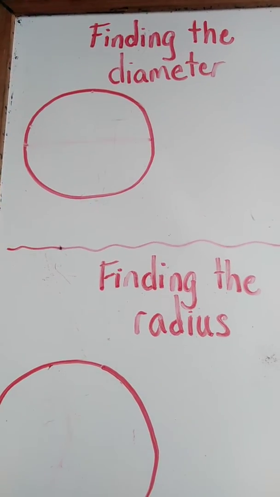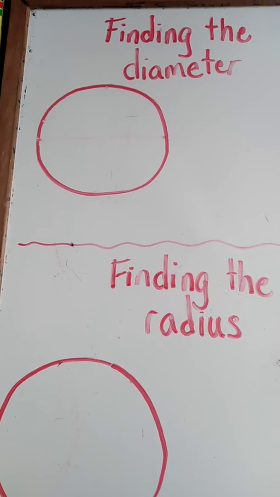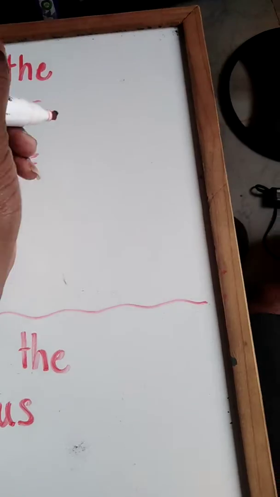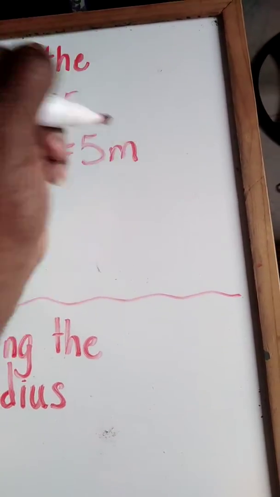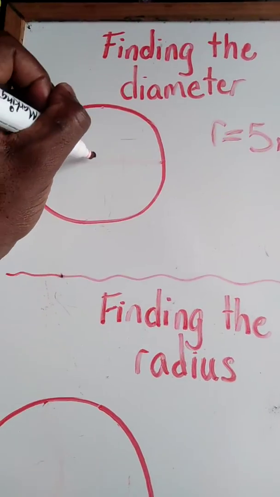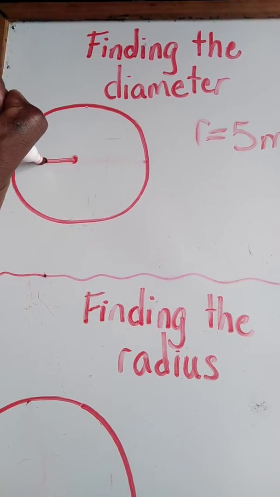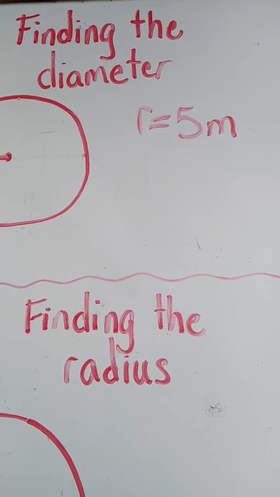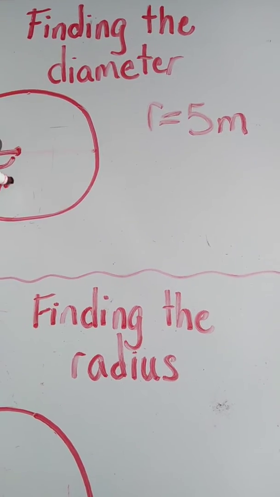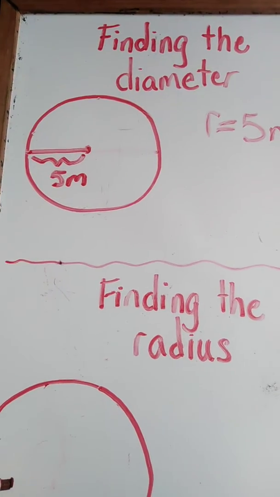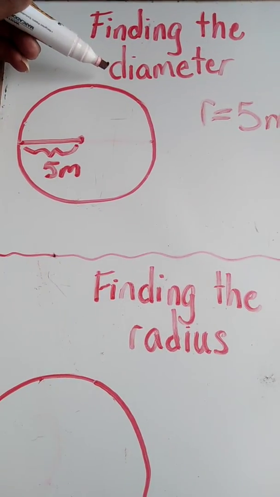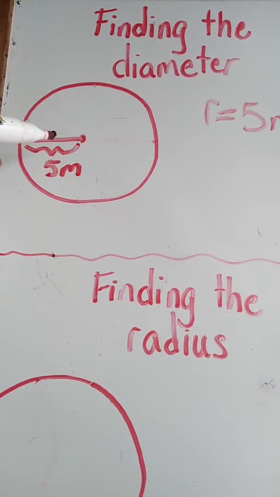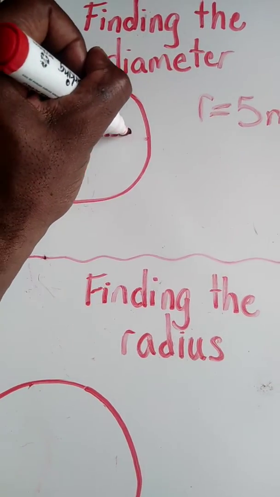Okay, so let's look at 1A. If you're looking at 1A on your worksheets, it says the radius R equals 5 m, I believe. So you have a radius that radiates out to one side, and this is going to be 5 m. Let's say it's 5 meters. Now, in order to find the diameter, because that's what it's asking, you're going to want to double that.